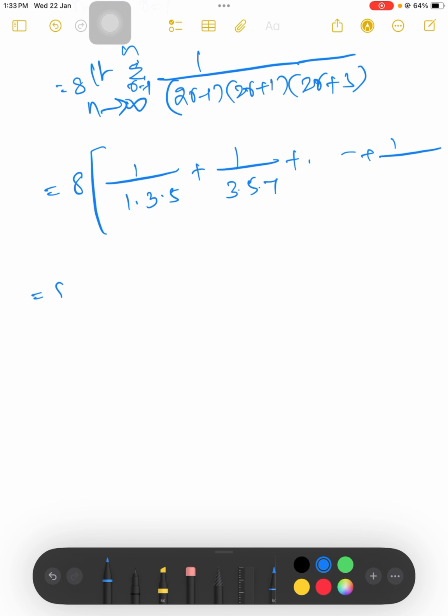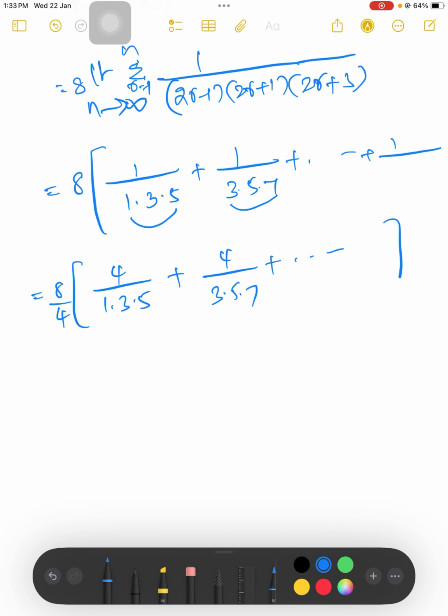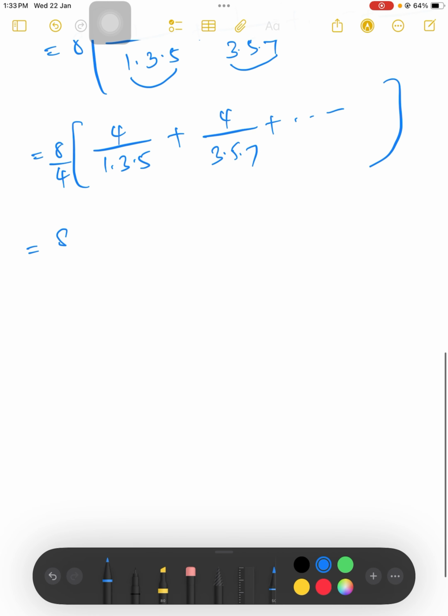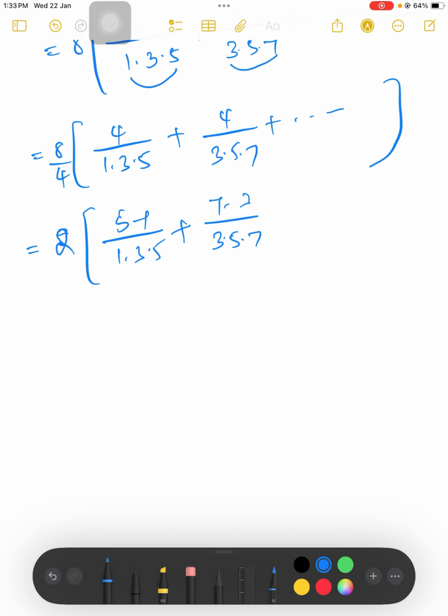Then for 8 into, the difference between 1 and 5 is 4, then you can divide and multiply with 4, that is 1 into 3 into 5, then it is 4. 7 and 3, that is also 4, so 3 into 5 into 7 plus and so on like this. Then it will be 8 by 4, which is nothing but 2, and 4 you can write it as 5 minus 1 by 1 into 3 into 5. Then it is 7 minus 3 by 3 into 5 into 7 plus and so on like this.